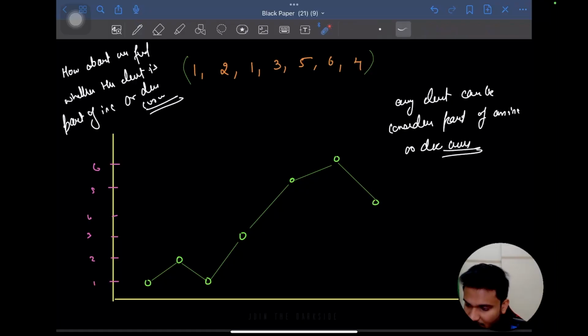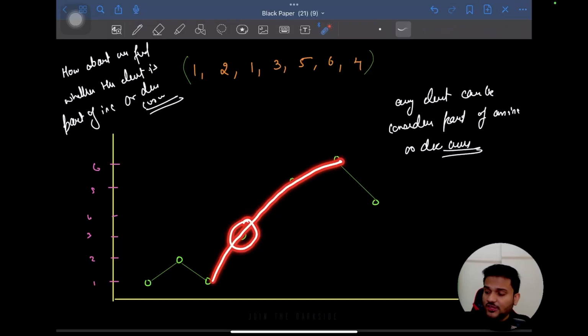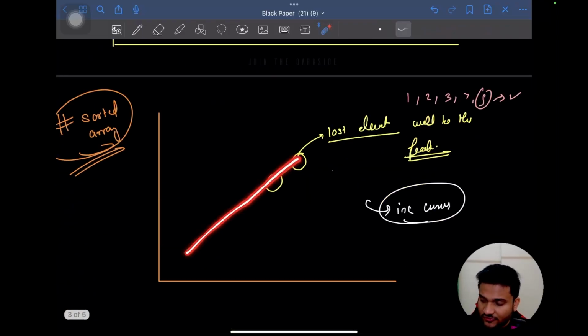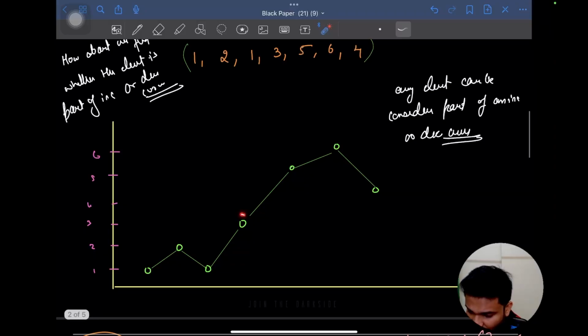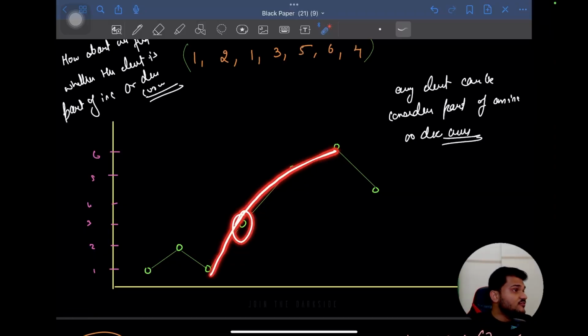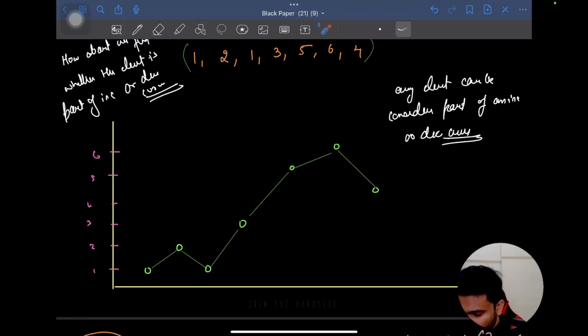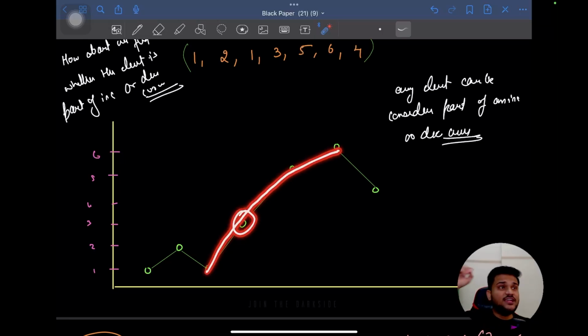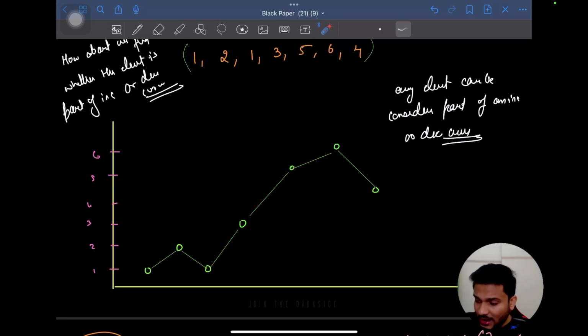Just think about it. If let's say your element is on an increasing curve, then we know the fact that in an increasing curve, on the rightmost element you have a peak. So can I say if 3 is a part of an increasing curve, then we are definitely sure that no matter what is on the left, but definitely on the right side, there is a peak element. Can I say that? Right?